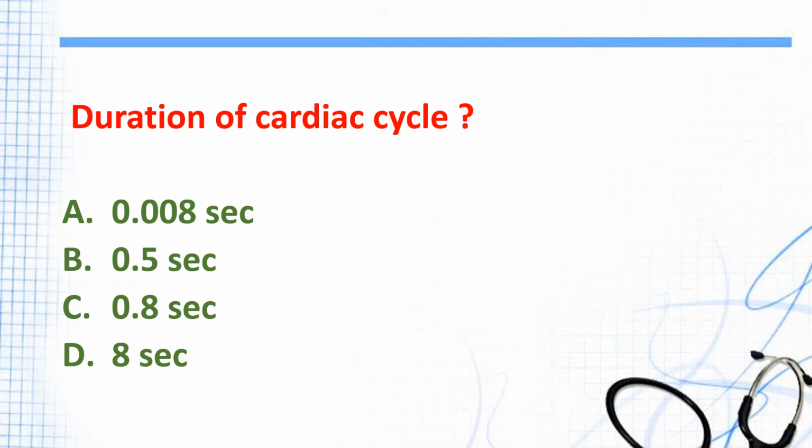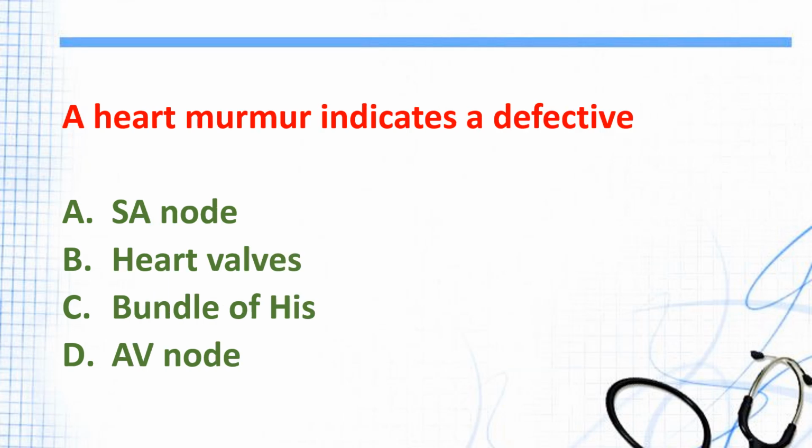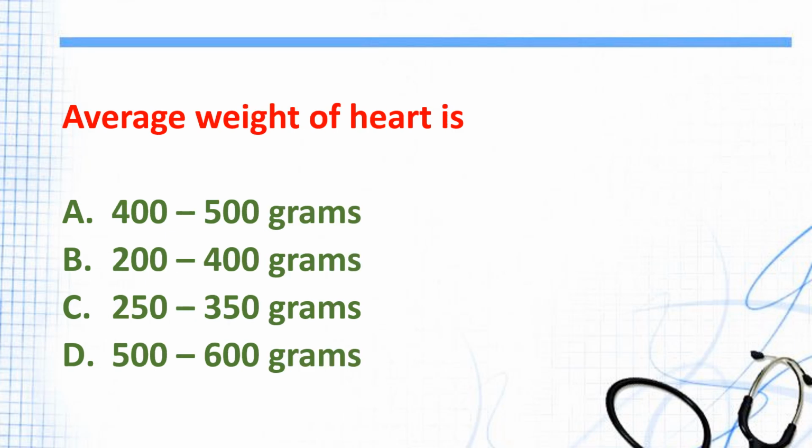0.8 second. A heart murmur indicates a defective A. SA node, B. Heart valve, C. Bundle of His, D. AV node. And the answer is B. Heart valves. Average weight of heart is A. 400 to 500 gram, B. 200 to 400 gram, C. 250 to 350 gram, D. 500 to 600 gram. And the answer is C. 250 to 350 gram.